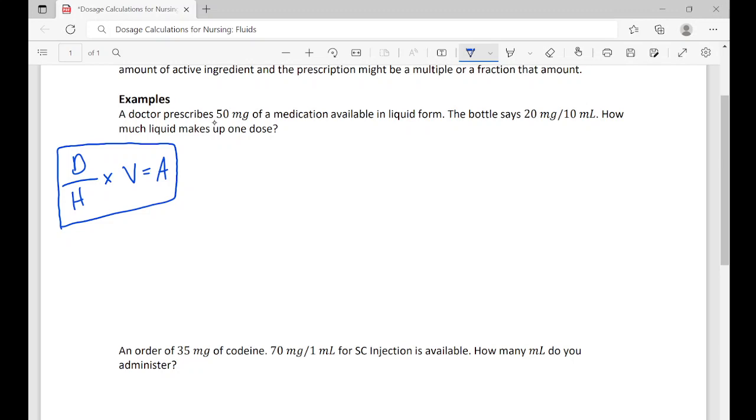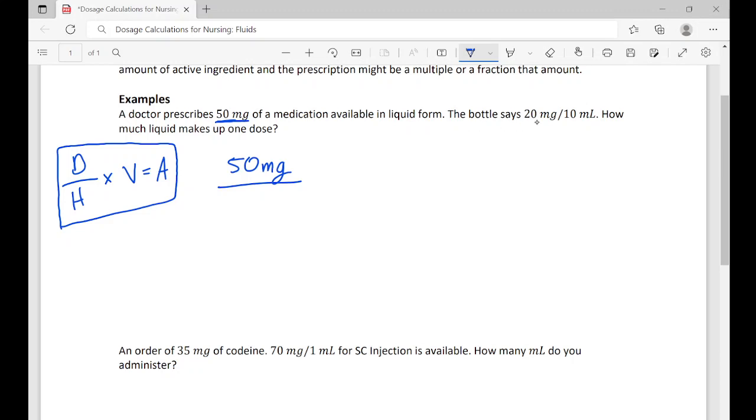A doctor prescribes 50 milligrams of medication available in liquid form. The bottle says 20 milligrams per 10 milliliters. How much liquid makes up one dose? So right here, 50 milligrams is our desired. The doctor prescribes 50 milligrams. It's what's ordered. So 50 milligrams, that is D.